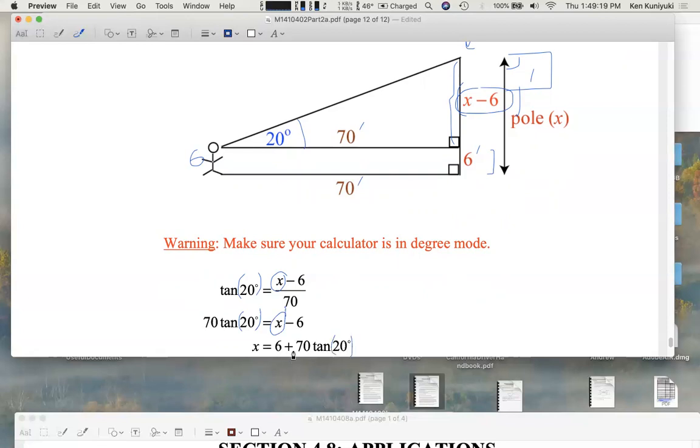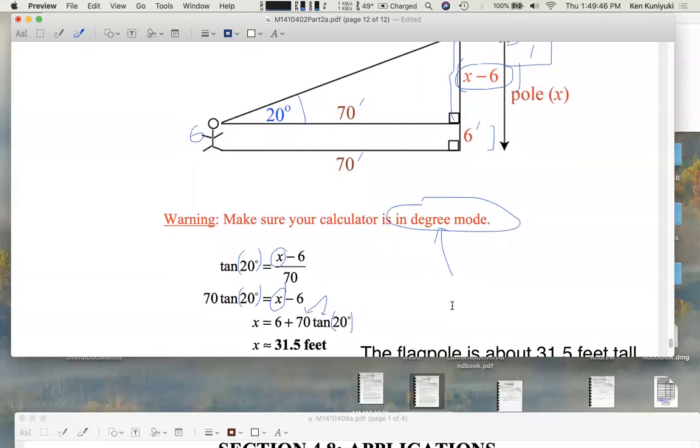6 is in feet, 70 is in feet. Tangent of 20 degrees has no unit. x will be in feet. Now be careful, don't add 6 and 70. We do not get 76 here. A scientific calculator should know that the product comes first. And make sure your calculator is in the appropriate mode, degree mode. 20 is in degrees, so make sure you're in degree mode.